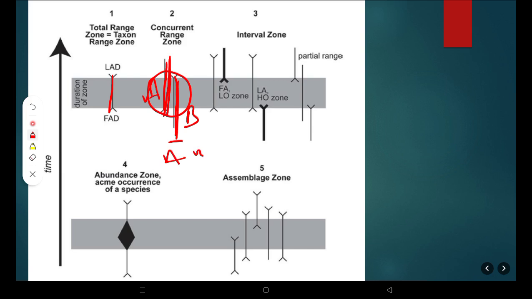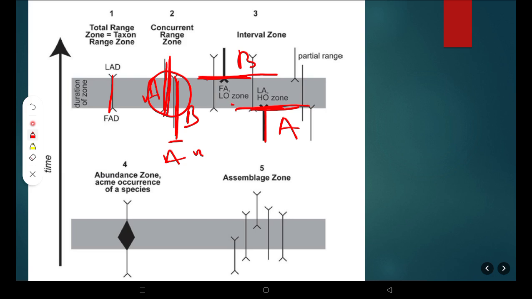But in an interval range zone there is no overlapping. There is one fossil here. This is the last appearance. Last appearance means after that we cannot find this fossil in this data. This is the first appearance, this is the last appearance. This is another fossil. Suppose this is A and this is B. So the appearance of fossil A is ending here, but the appearance of fossil B is starting here.